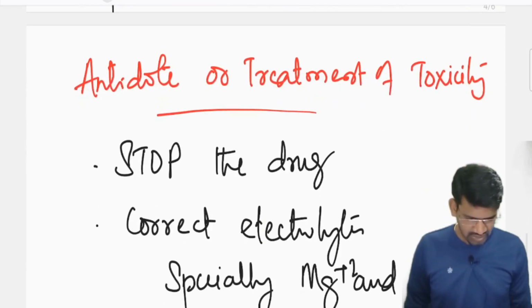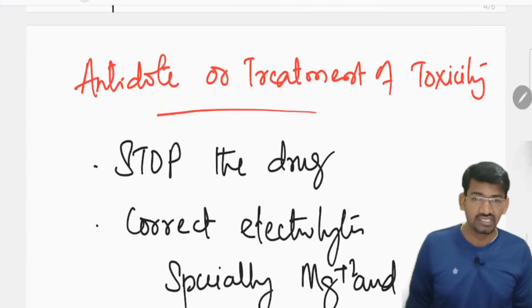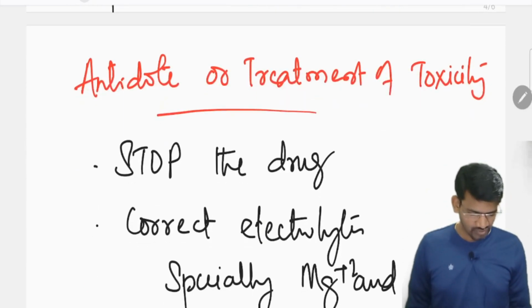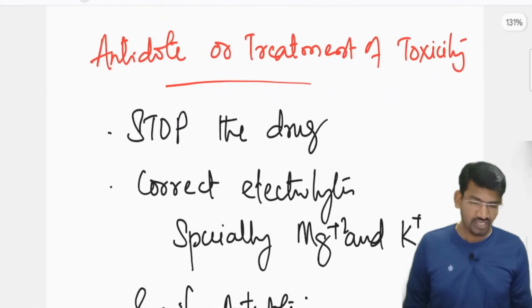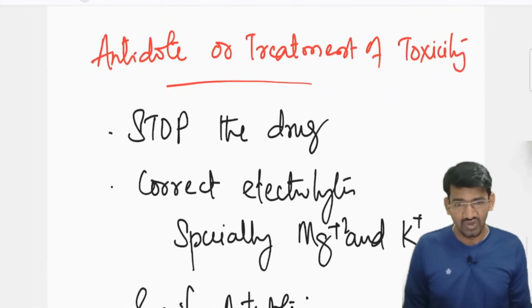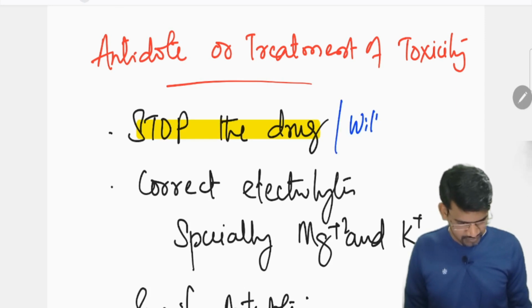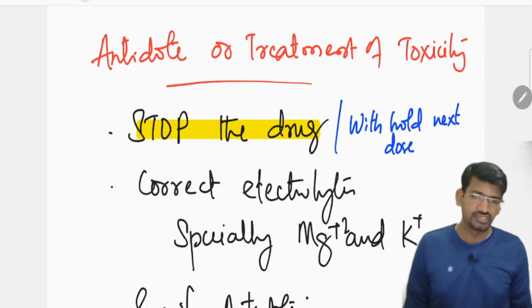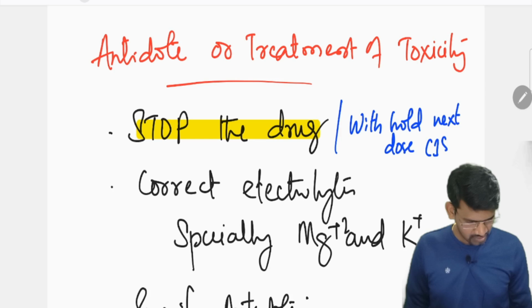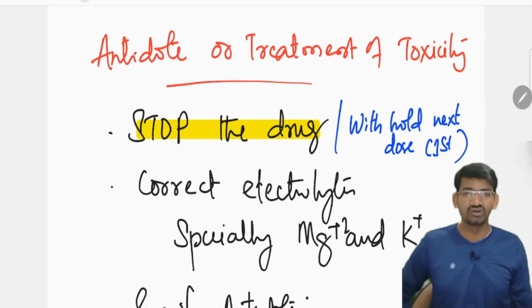Then coming to the treatment. How do we manage the toxicity? As I told, if the level goes more than 2 nanograms, then it is called digoxin toxicity. The first priority action should be to stop the drug, or we can say withhold the next dose. This will be the first priority in the case of digoxin toxicity.